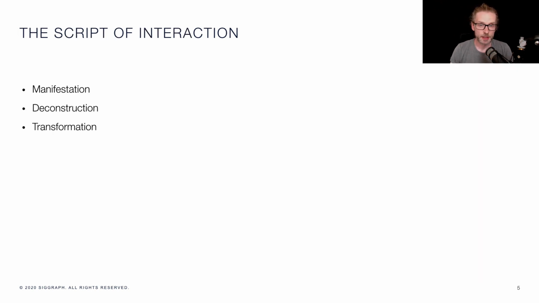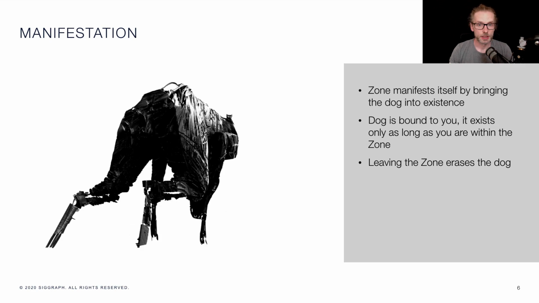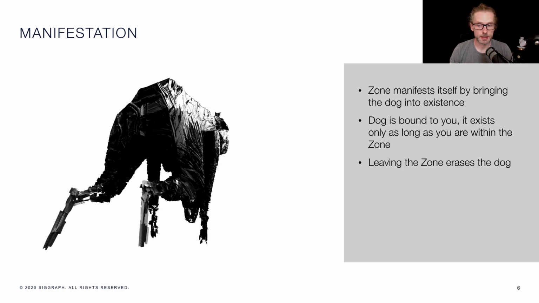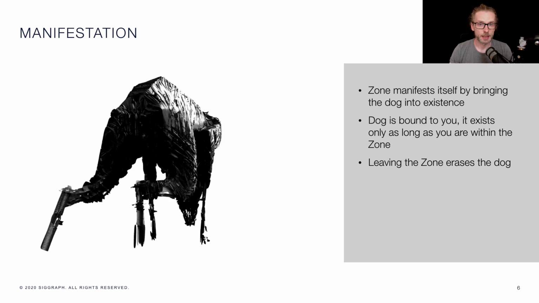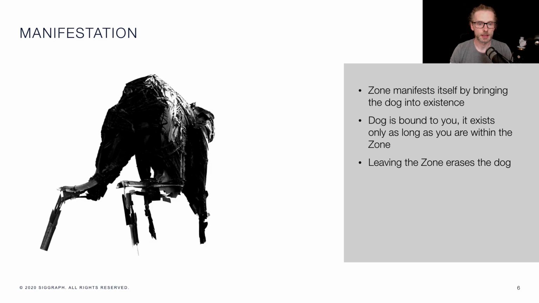The progression of events is driven by the script of interaction, and this script has three main stages: manifestation, deconstruction, and transformation. So it all starts with manifestation. As you enter the zone initially, the zone is going to manifest itself to you by spawning the dog into existence. From that moment on, the dog is bound to you, which means that it's going to exist only as long as you stay within the bounds of the zone. When you leave, the dog gets erased.